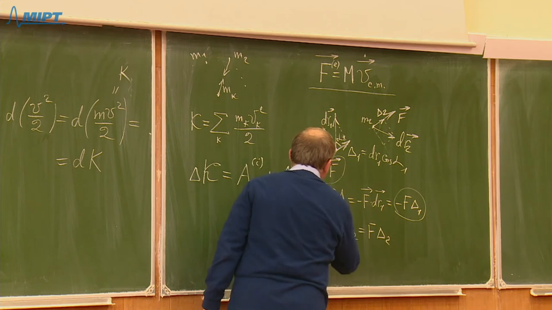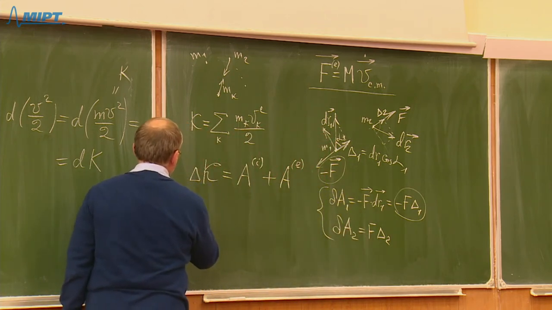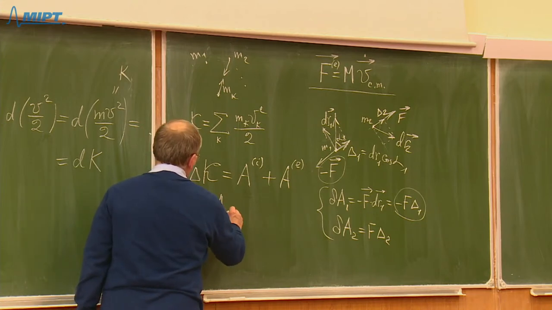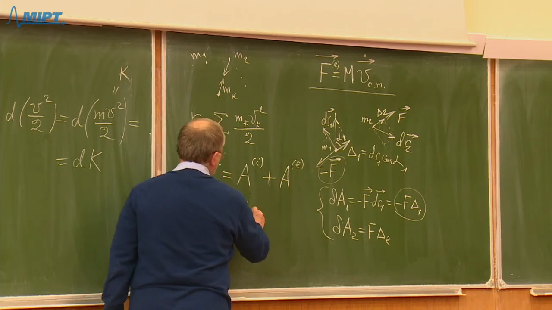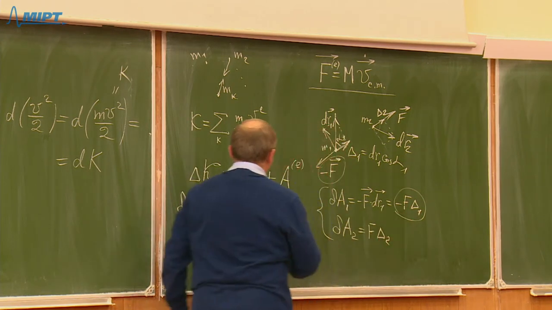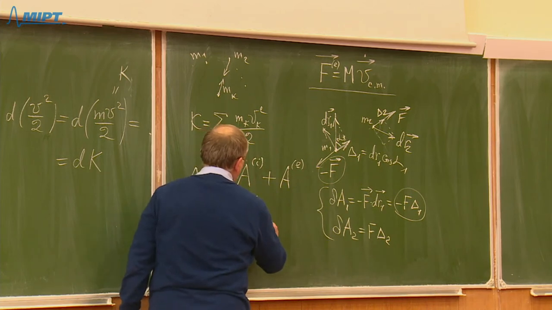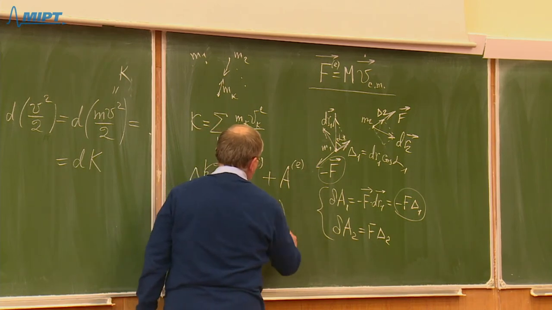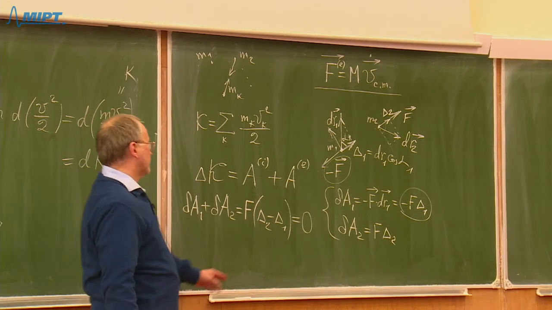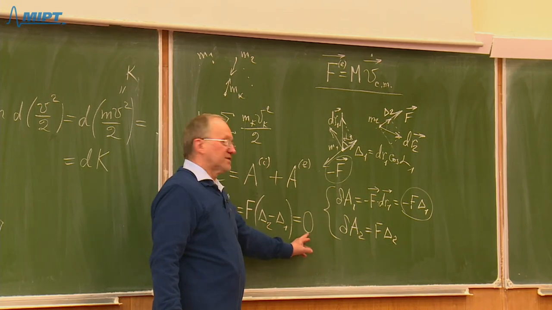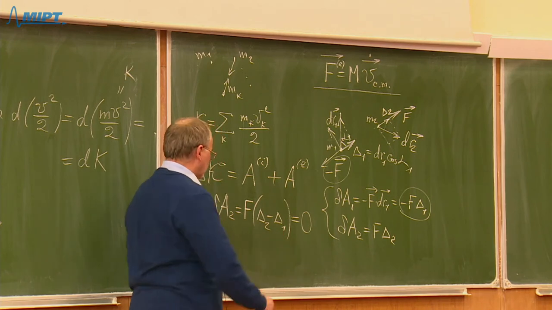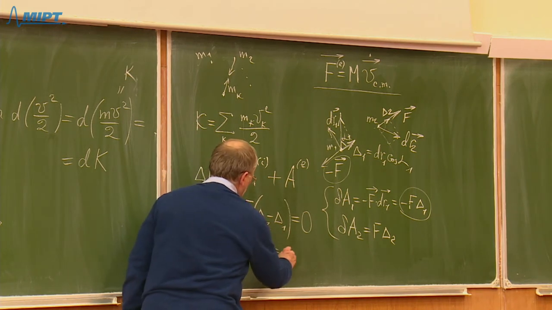And total work performed on both particles, delta A1 plus delta A2, will be equal to F. I must add these two expressions, and I will obtain F multiplied by delta 2 minus delta 1. This expression is 0 only when delta 2 equals delta 1.